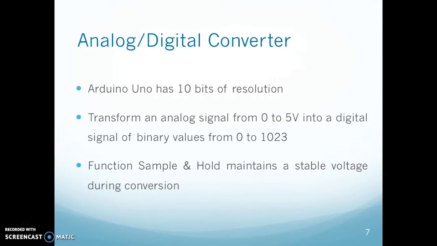Analog to digital converters perform this conversion. This device has the function to transform a continuous voltage range into a discrete signal represented by binary numbers. This range is set according to the bit resolution of the converter. The resolution of the Arduino Uno is 10 bits, which means that it can represent an analog voltage signal from 0 to 5 volts as a digital signal of binary values from 0 to 1023. The converter uses a function known as sample and hold, which is responsible for maintaining a stable voltage while the conversion occurs.